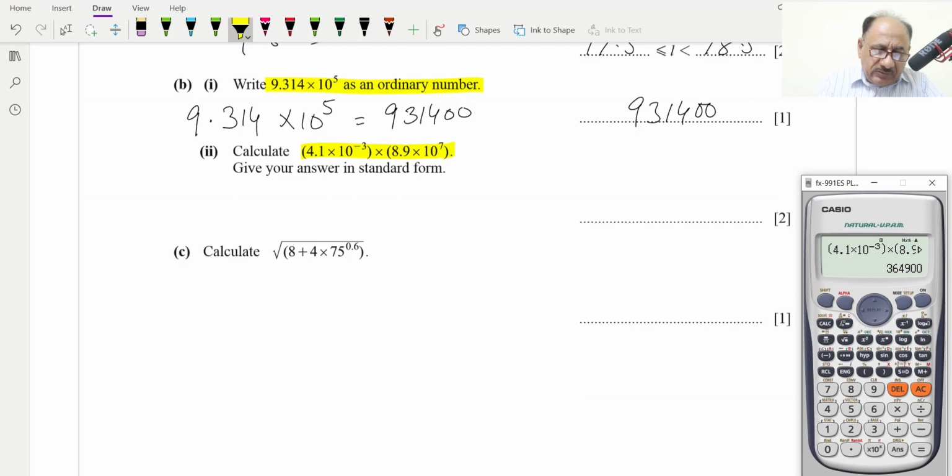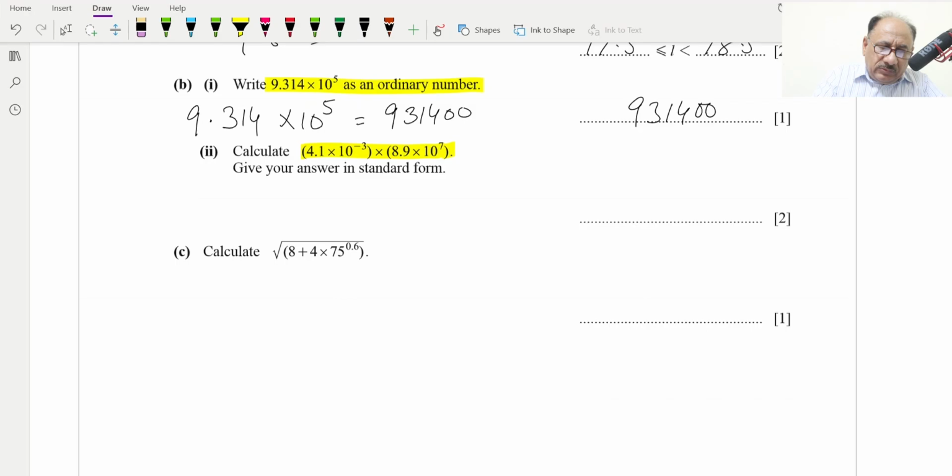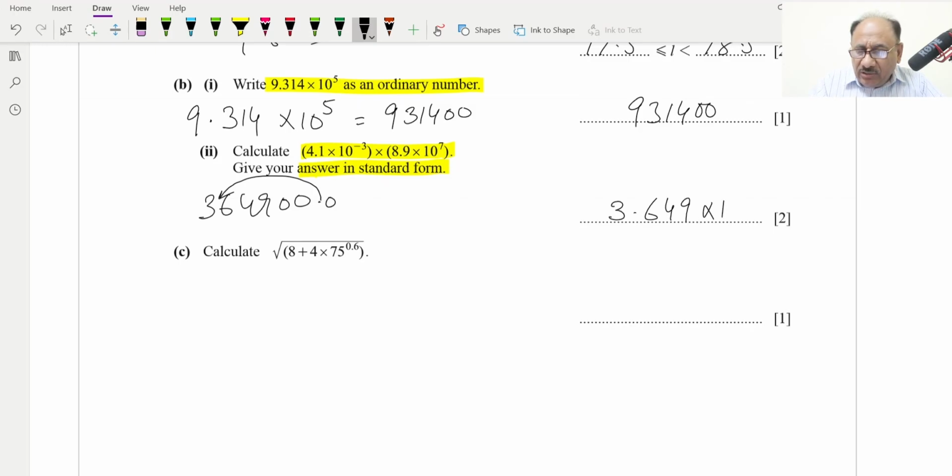You will get 364900, but we have to provide the answer in standard form. So to change into standard form, we can write it as 0.0, and this decimal will be shifted over here, and we will be taking 5 jumps, so our answer will be 3.649 into 10 raised to the power 5. This will be our final answer.